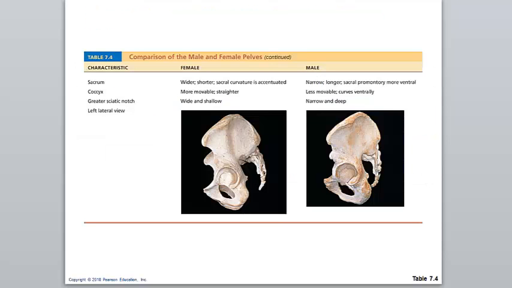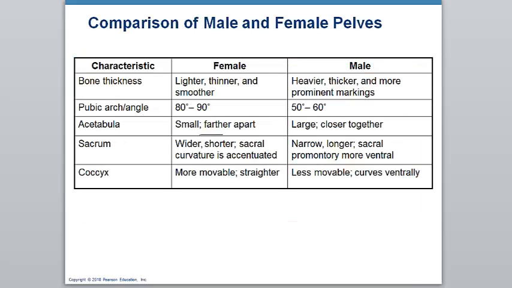Let's look at this picture over here. So here is the sacrum. You can see how the curvature is accentuated over here. Compared to over here, it's almost straight. The male sacrum is straight. The acetabula is smaller in the female, and you can see how large the acetabula is in male. Next, coccyx. The coccyx has to allow the head of the fetus to move inside, so it has to be movable and more straight in female.